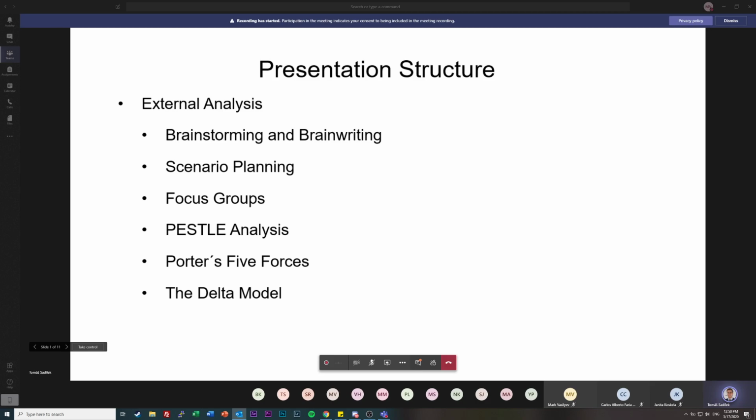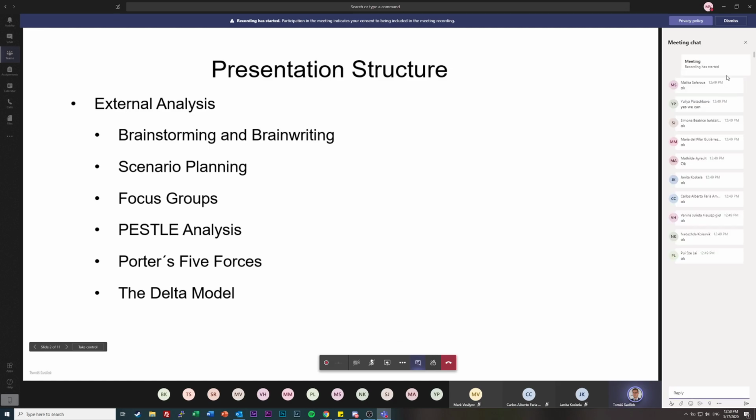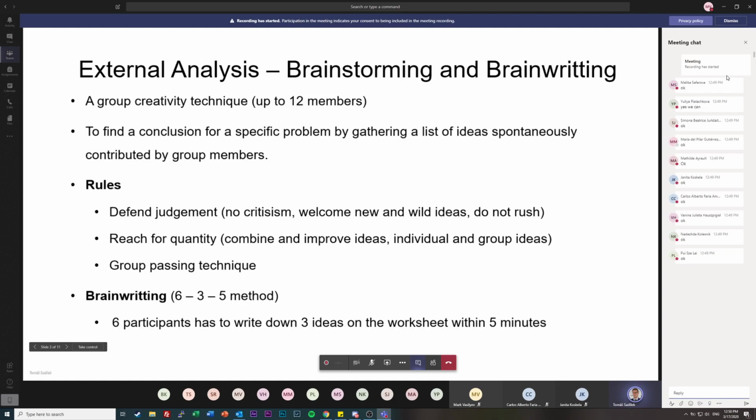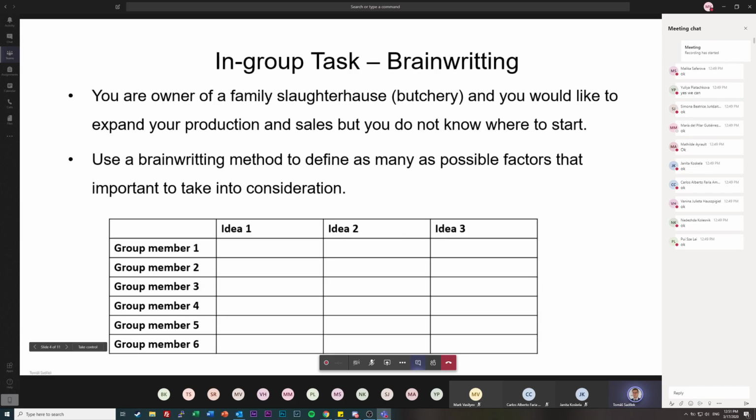Just a brief reminder of what we did 2 weeks ago. We tried to practice brainstorming and especially brainwriting. I hope you remember the 6, 3, and 5 method: 6 participants have to write down 3 ideas within 5 minutes. Then we used it in the next task.